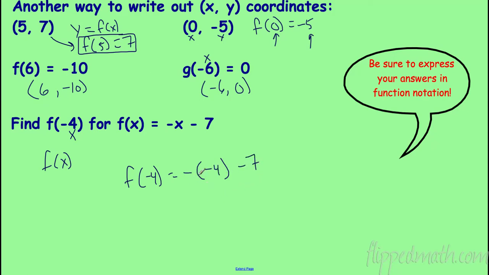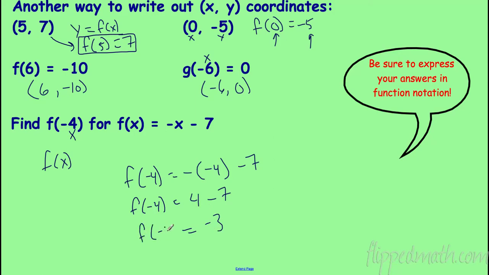A lot of people are like, well, there's 2 negatives there. The x, this negative was already here. It just happened to be a fluke that this time my input, my x, had a negative as well. All right. So f of negative 4, let's evaluate. A negative of a negative is a positive 4 minus 7. 4 minus 7 is negative 3.